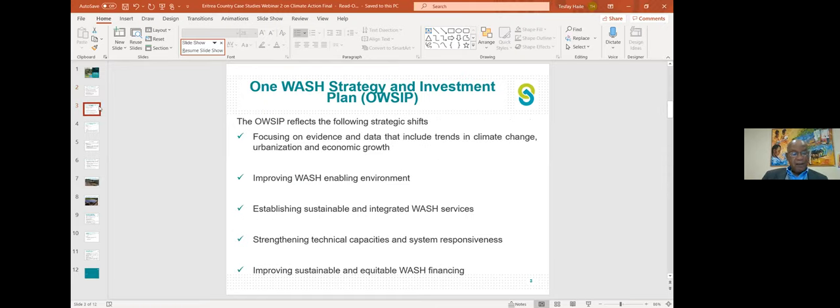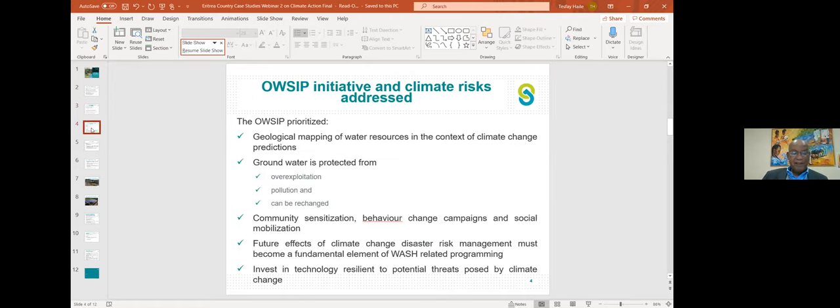The One WASH strategy and implementation plan reflects the following strategic shifts. First, focusing on evidence and data that include trends in climate change, urbanization, and economic growth. Improving the WASH enabling environment, establishing sustainable and integrated WASH services, and strengthening technical capacity and system responses. In addition, improving sustainable and equitable WASH financing.